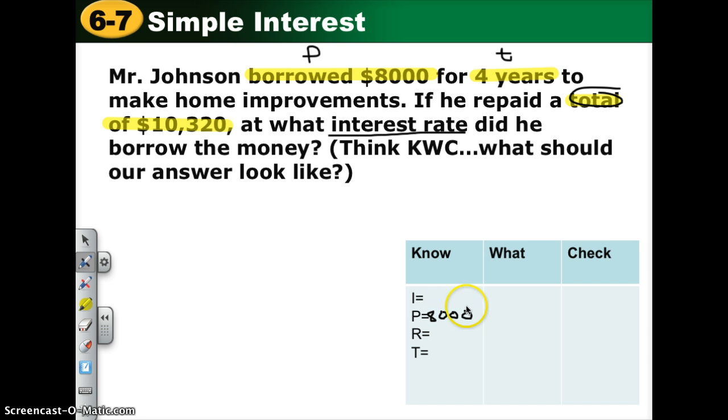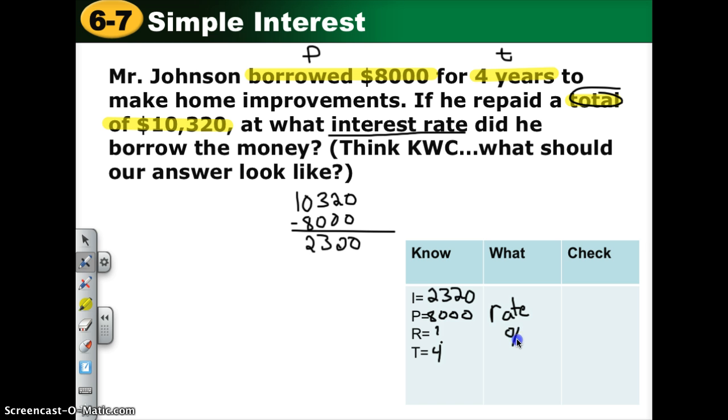and let's figure out how we might get that interest amount. Well, if this was how much Mr. Johnson had to pay, and he knew that he borrowed $8,000 initially, the interest would be the difference. So subtract those, and the interest was $2,320. We don't know the rate, and we know that this was for 4 years. We are looking now for the rate. And remember, that's going to need to be a percentage.